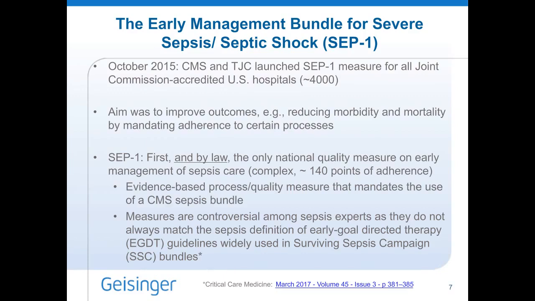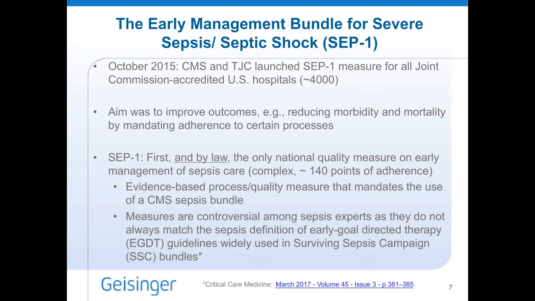Hospitals, and that's around 4,000 of us. The aim was to improve outcomes for sepsis, for example, reducing mortality, by mandating adherence to the CMS processes in the SEP1 bundle. So SEP1 is the first core measure, and by law still is the only national quality measure for the early management of sepsis and severe sepsis. It is by far the most complicated core measure. There are around 140 points of adherence, and if you don't hit them all, you lose adherence points very quickly.